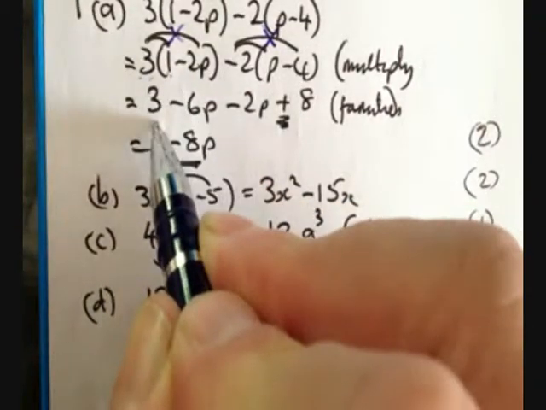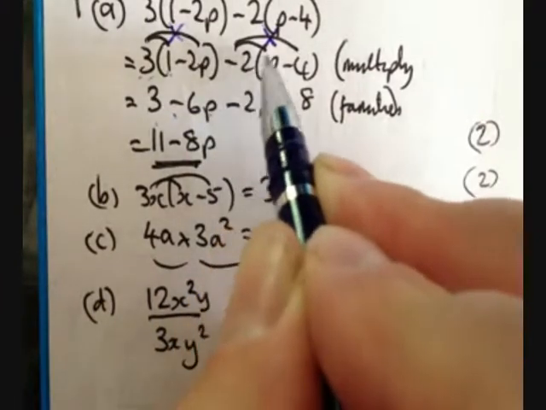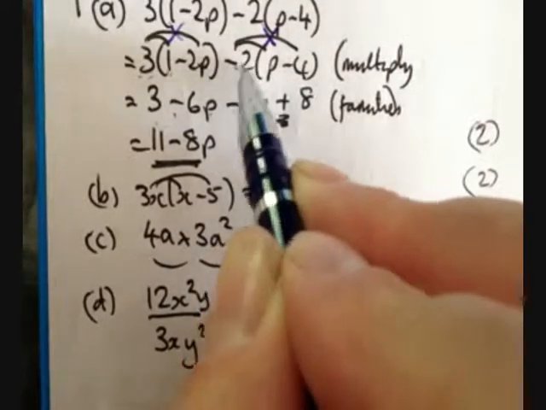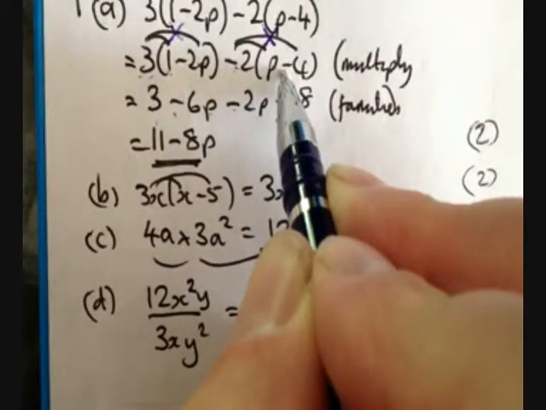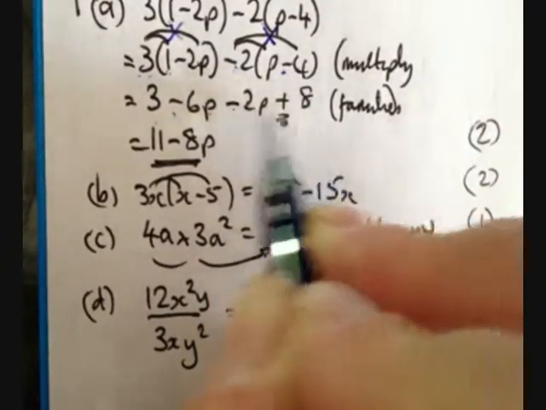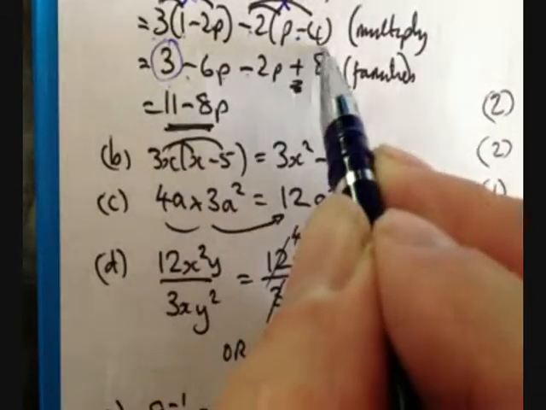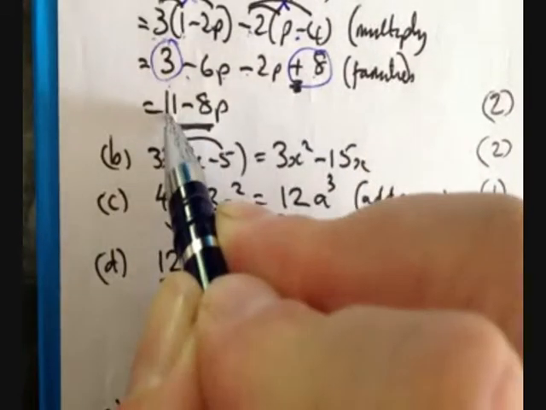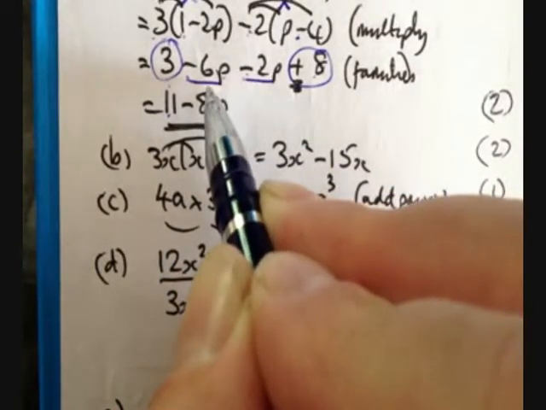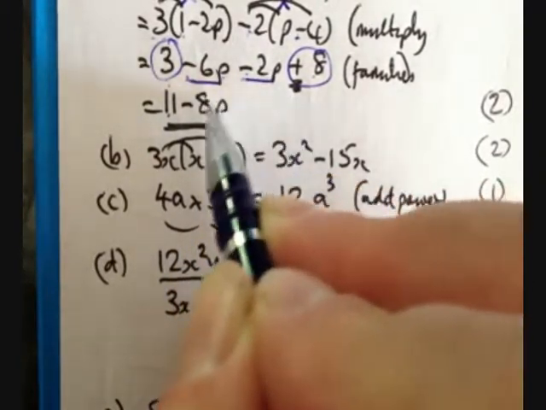So 3 1s are 3. 3 2s are minus 6, don't forget the sign. Minus 2 times p, minus 2p. 2 minuses, often asked here, what's the signs? 2 minuses make a plus. Signs the same, plus. 2 4s are 8. And then families, join together the families. What have we got? We've got 3 and 8, making 11, and then minus 6, minus 2. Remember I say I'm owing mum, and I'm owing mum again, so owe mum 6, owe mum 2, owe mum 8.